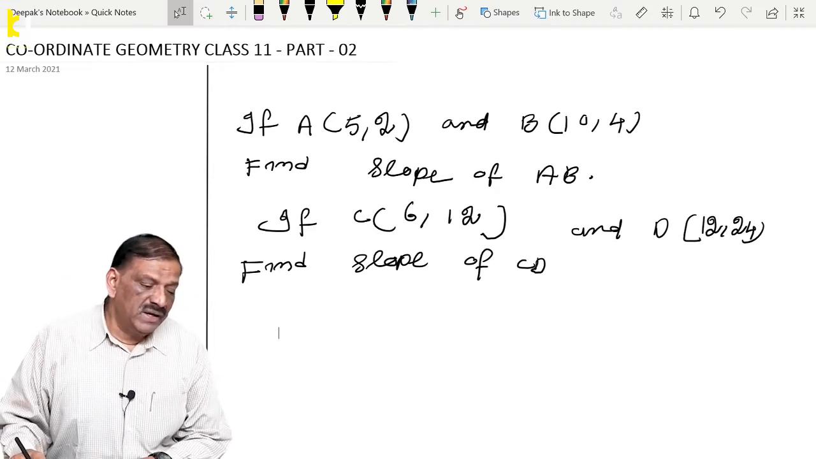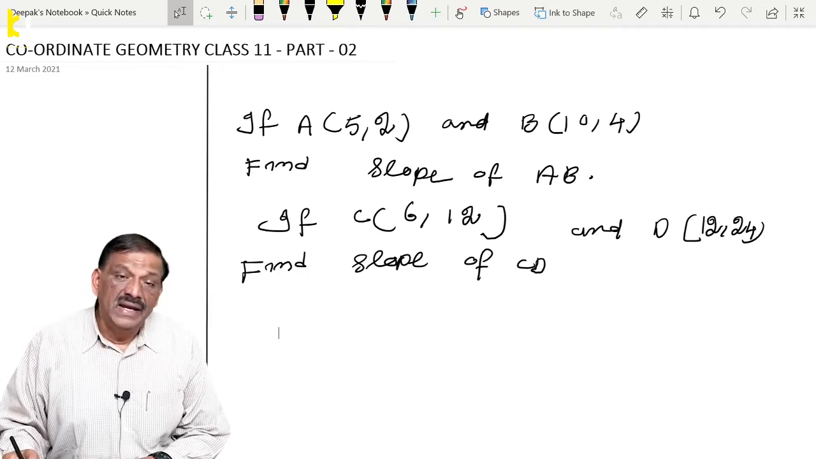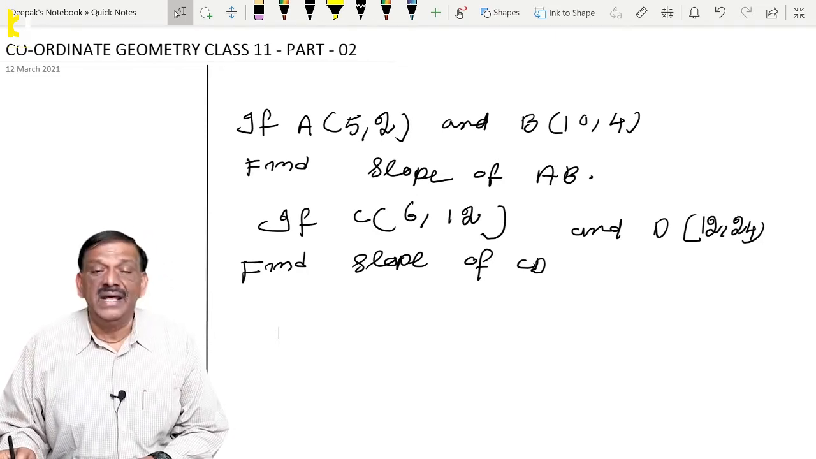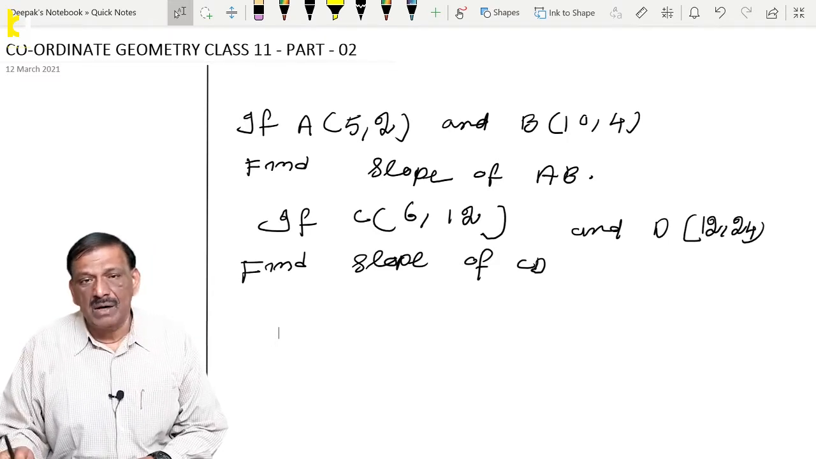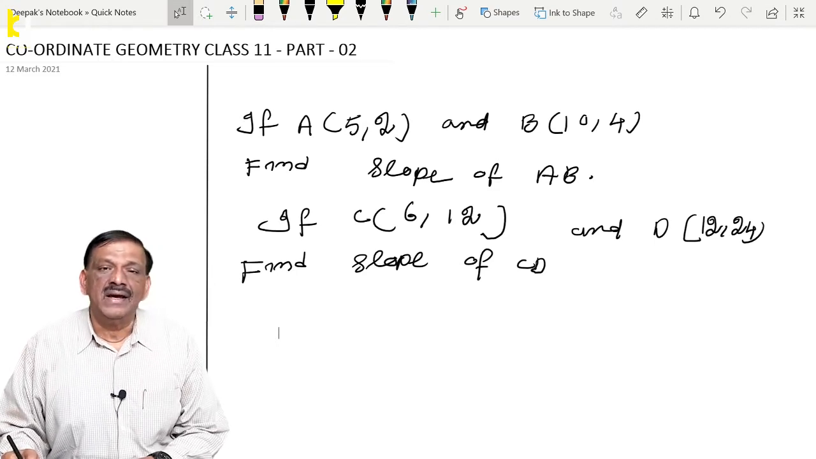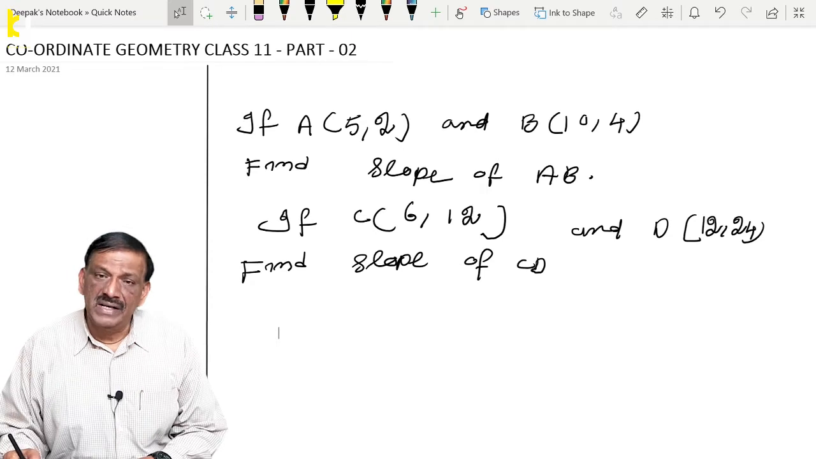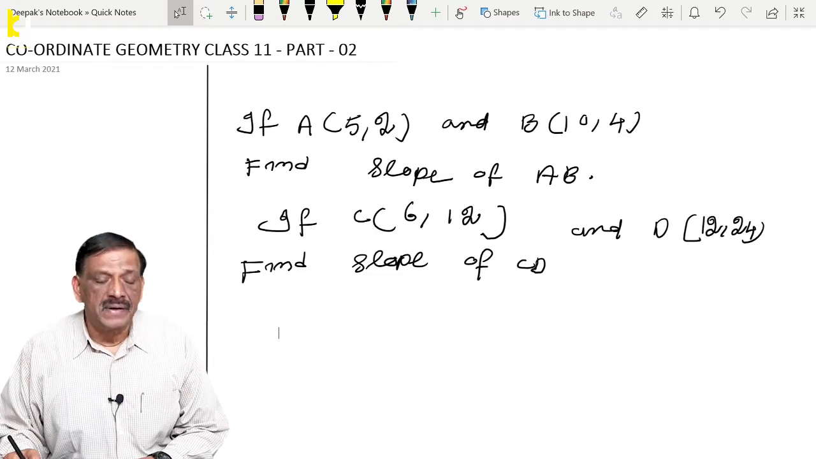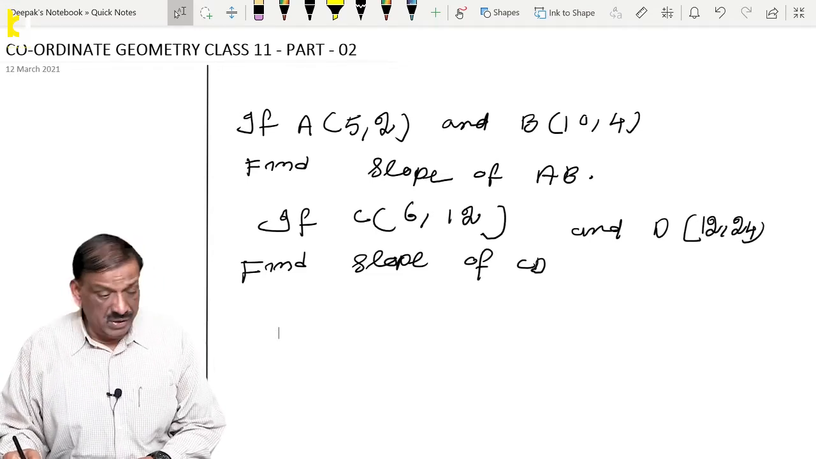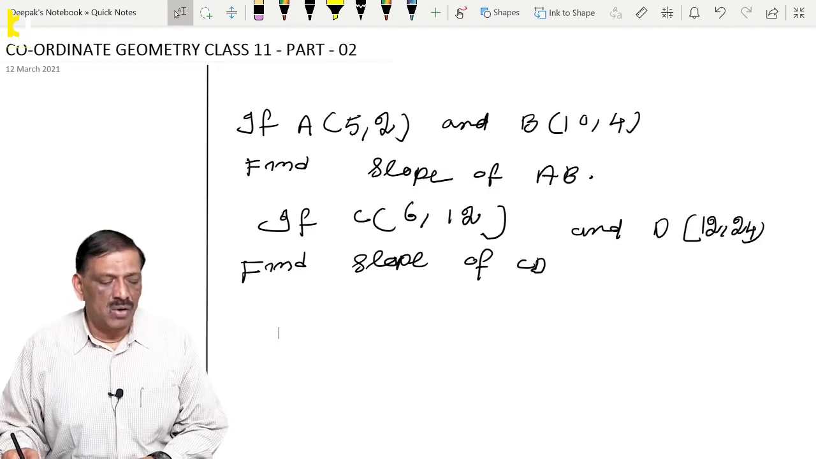If the slope of AB and the slope of CD are equal, then we can say that lines AB and CD are parallel. We can prove two line segments are parallel if their slopes are equal. If the multiplication of their slopes is equal to minus 1, then we can say that the two lines are perpendicular. So, by finding out the slope, we can say whether these lines are parallel or perpendicular.